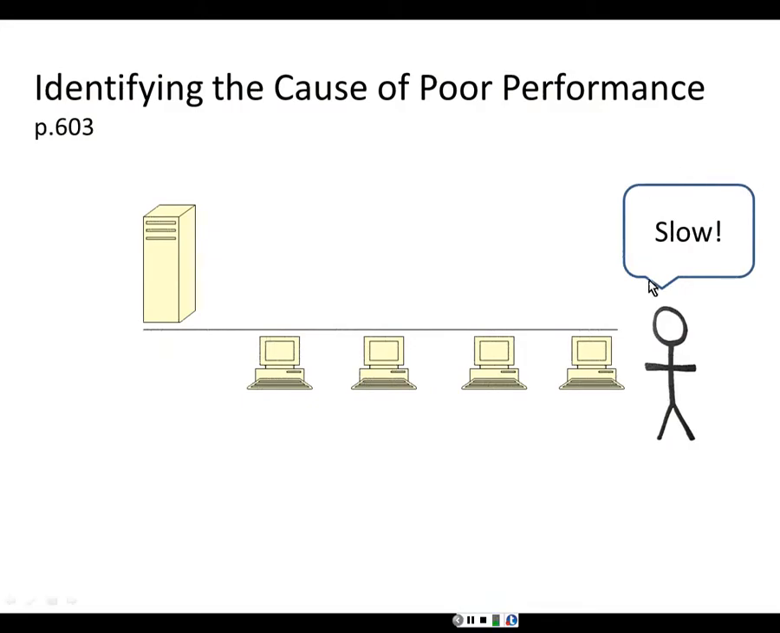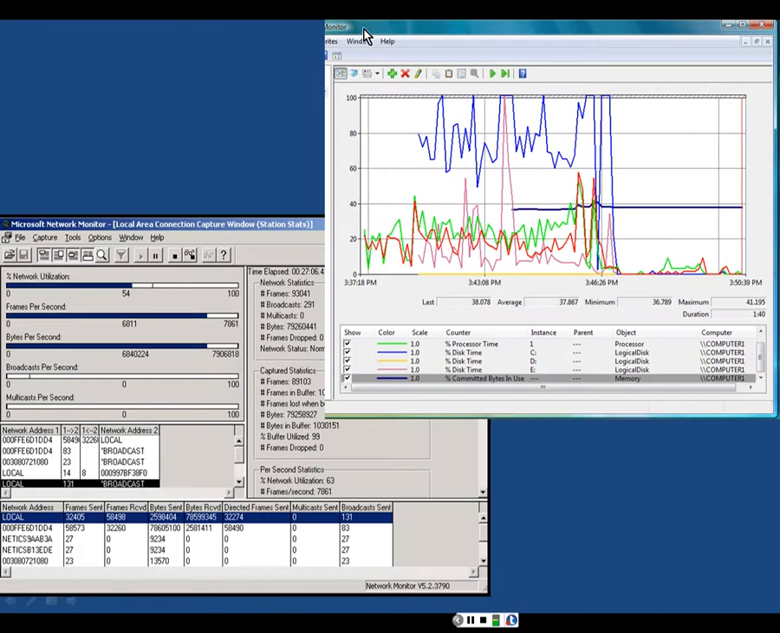So if the user says, this network is really slow, you have to make the decision, is the problem that the server is overloaded, or is the problem that there's simply too much traffic on the network? So what we do is we run network monitor and performance monitor at the same time. Performance monitor tells us whether or not the server is overloaded, and network monitor shows how much traffic is on the cabling system. It shows overall traffic, and it shows how much traffic is being generated by each individual computer.